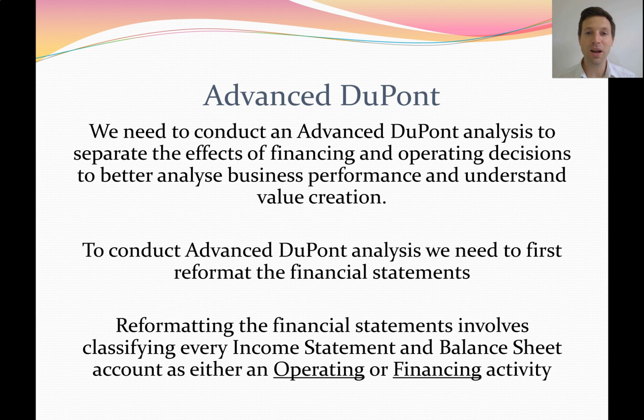And to reformat the financial statements, what we're going to do is we're going to look at our balance sheet and we're going to look at all the different accounts and figure out which accounts are based on our business operations and which accounts are related to our business's financing activities. Then we're going to do the same thing with our income statement. We're going to look at all the revenues and expenses and try and figure out which ones are related to our operating activities and which ones are related to our financing activities.